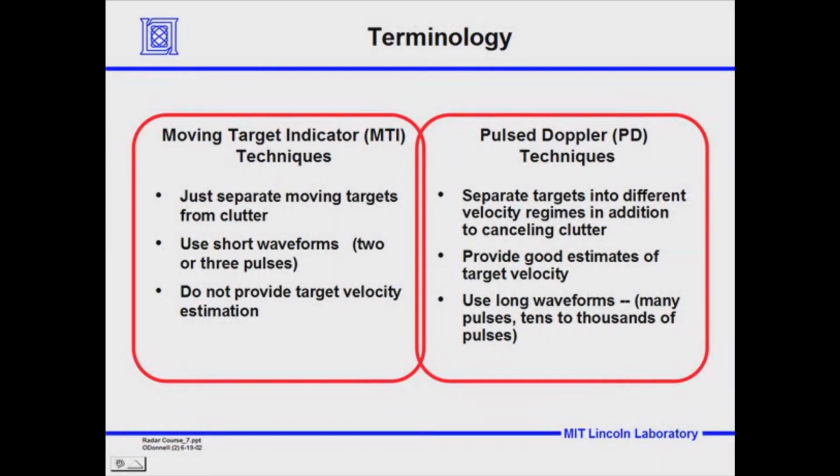In order to do this, they make much more complex filters than are used in MTI techniques. And to make these filters, you need more information, more pulses. They use longer waveforms, typically tens up to thousands of pulses to create the complex filter characteristics that will allow this good target measurement and rejection of the clutter at the same time.